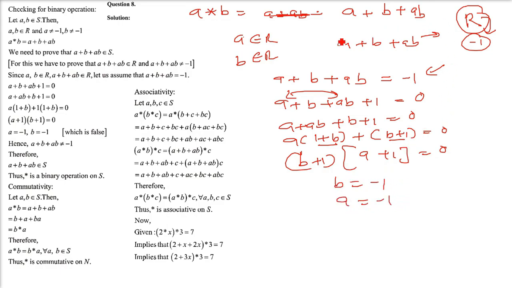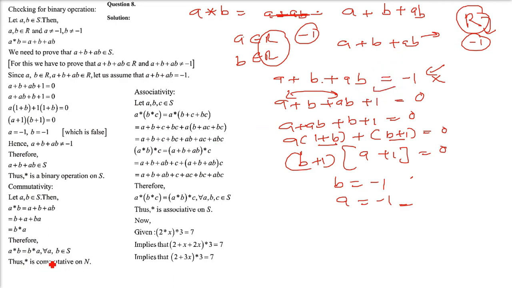But as I said, this real number set does not have -1. So this is a contradiction. When we say that A plus B plus AB becomes -1, A and B are also -1, which is false. So we can safely say that A star B is a binary operation. I hope you got the idea. Okay, this part is done.